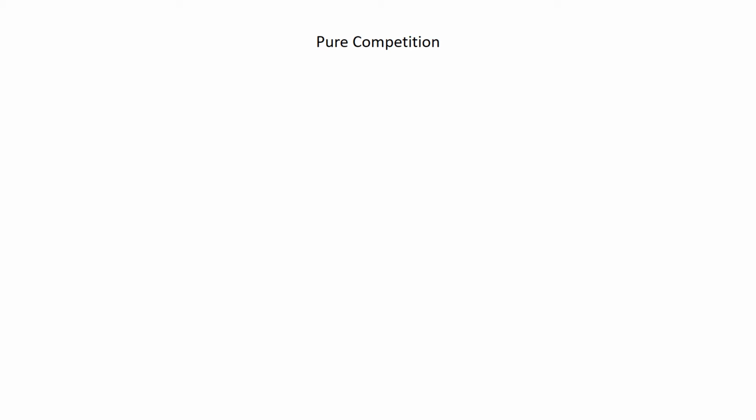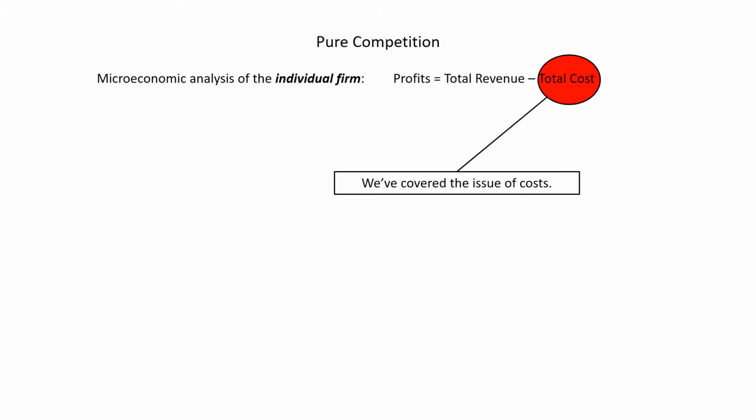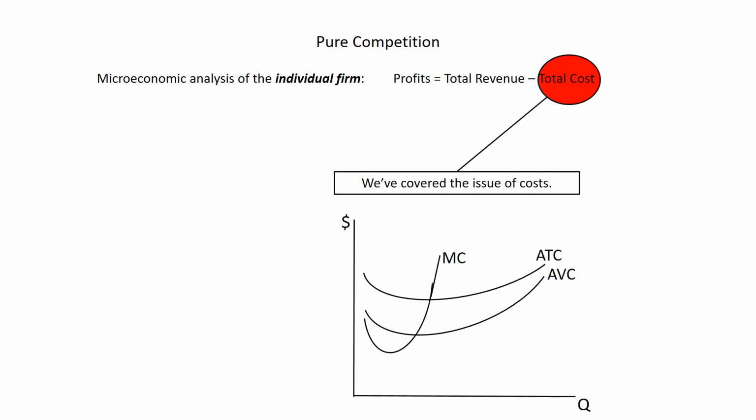This presentation is on the concept of pure competition. As you know, we are analyzing the behavior of the individual firm. The firm's behavior is driven by the desire to maximize its profits, where profits are the difference between revenue and costs. We've already covered the concept of costs. Here's what the short-run cost relationships look like.